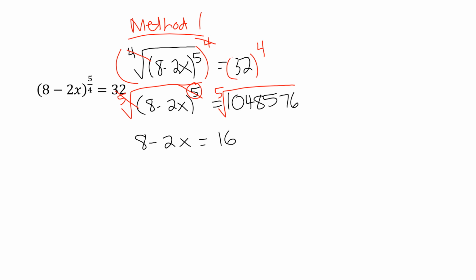And we're just going to continue going through and solving for x. I'm going to subtract 8. This is a positive 8, so we subtract 8 on both sides, which leaves us with negative 2x equals 8. And last, we can divide by -2 on both sides. So our final answer is x equals -4.